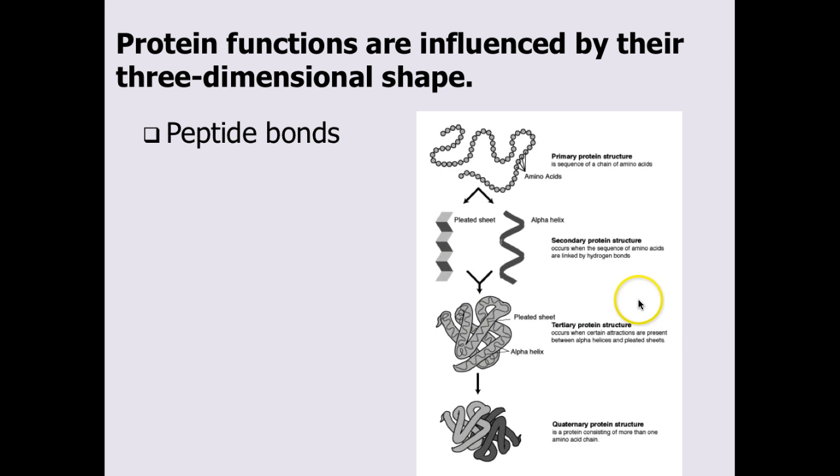And so as we look at the 4 different structures, the primary structure is just the order of the amino acids, essentially how you spell out that protein, which amino acids are going to go in which place.